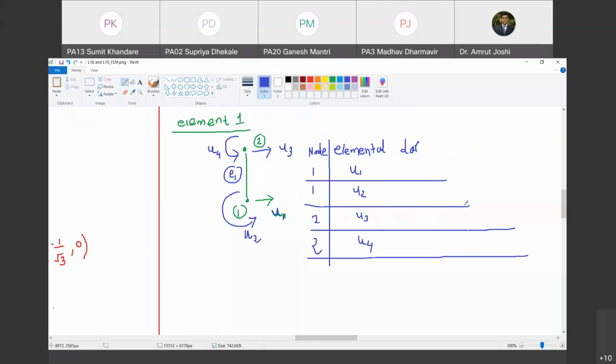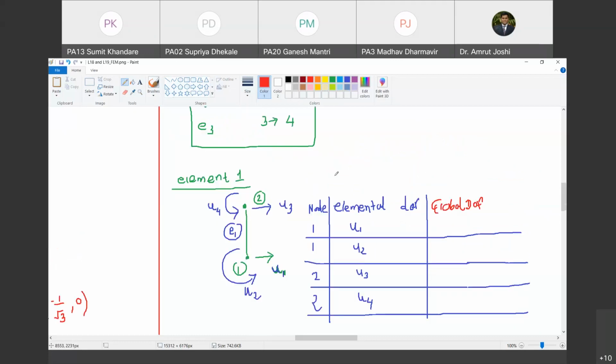Yes, sir. Now, how do these elemental degrees of freedom map to global degrees of freedom? Are you with me? Yes, sir. Global degree of freedom. So I am now going to map correlation between the elemental degree of freedom and global degree of freedom. Happy? Yes, sir. Let us do that exercise first.